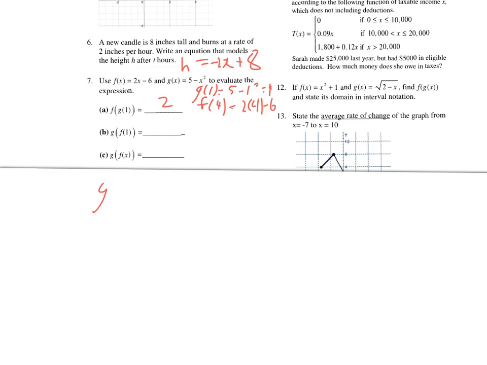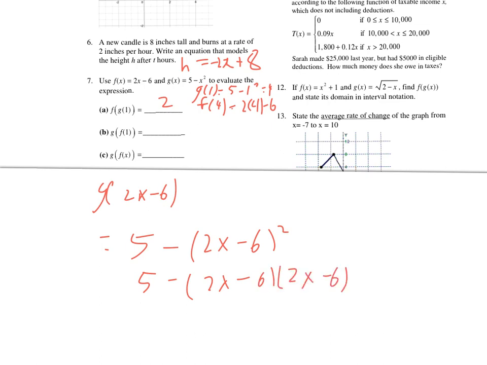For part C, I would think of this as g of 2x minus 6, which means I need to plug that into the g function. Now, very important on this one, we don't want to distribute the negative yet. Because of PEMDAS, we really need to square this first, and then we're going to distribute the negative. So that would be 4x squared minus 12x is minus 24x plus 36.